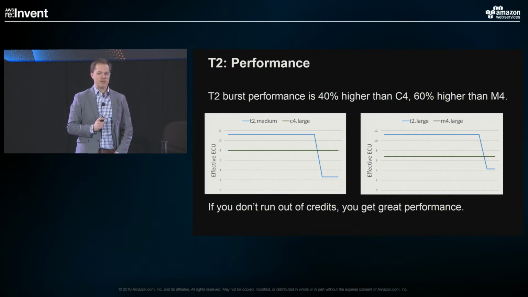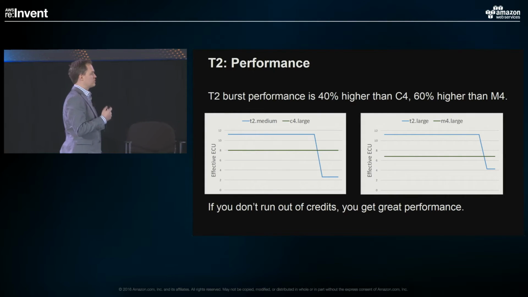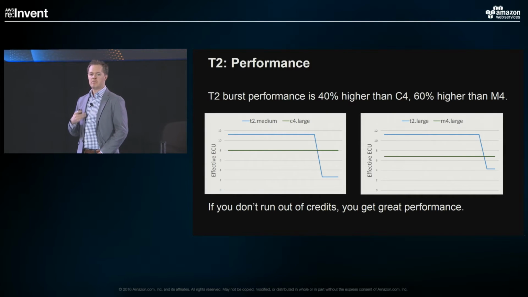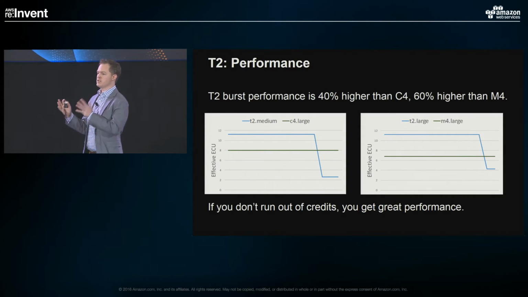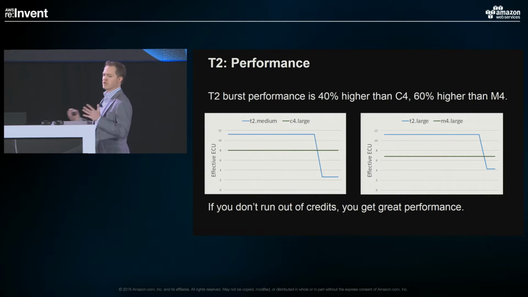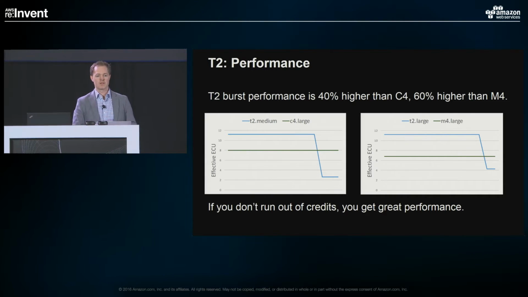So really the key takeaway here is as long as you don't run out of credits, you're going to get really great performance. And so as we look through all the examples of where T2s fit really well, they make the most sense when your application fits within that amount of credits that it gets given, so that it can burst all the time that it needs to use the CPU.